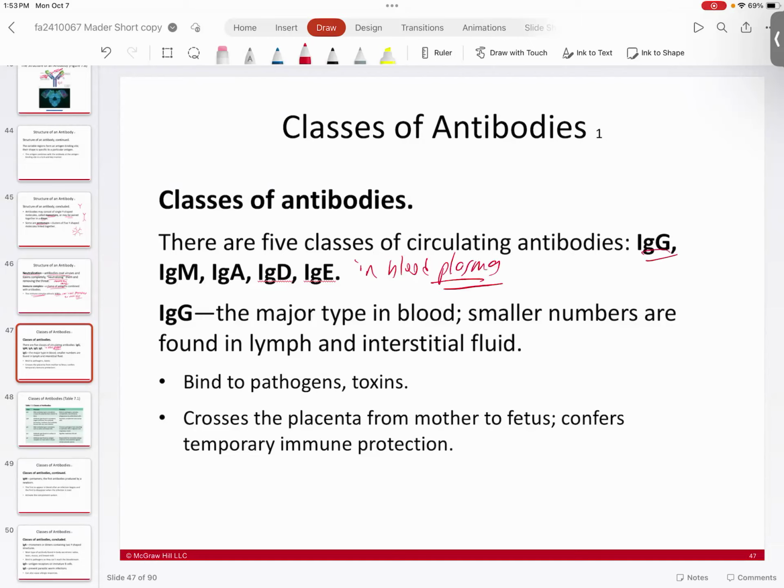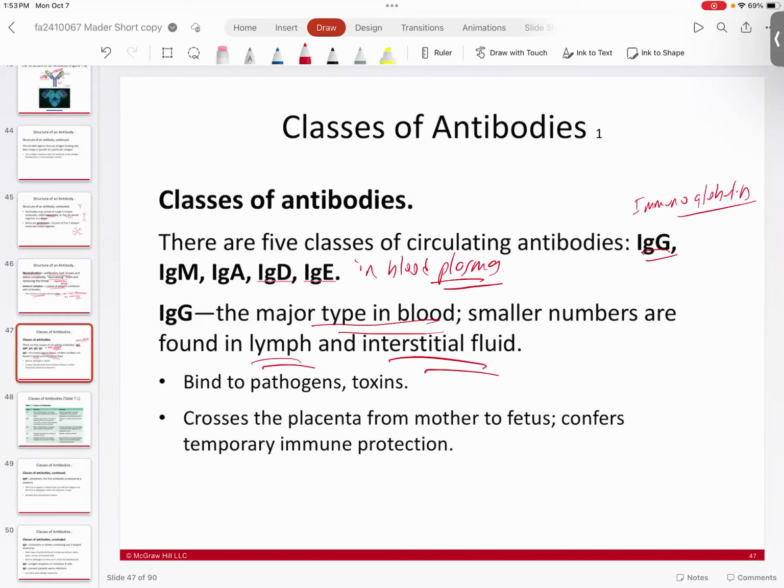So you have IgG. What the Ig stands for is immunoglobulin. And so we have IgG, M, A, D, and E. IgG is going to be the major one. This is the one we think about when we think about antibodies in our bloodstream. This is what we see in our blood. We do have a little bit found in our lymph system and in the interstitial fluids in our tissues, but it's mostly in our blood.